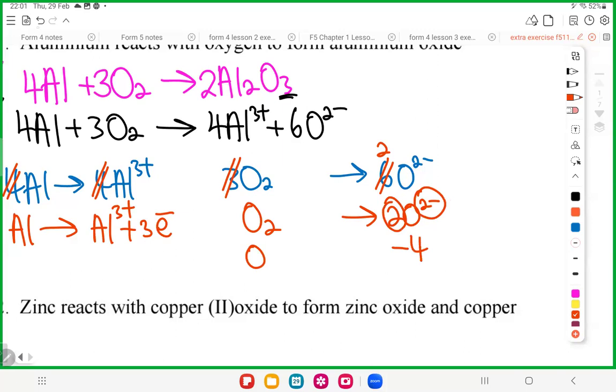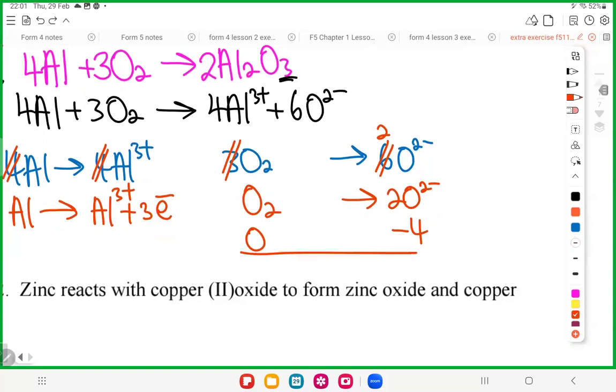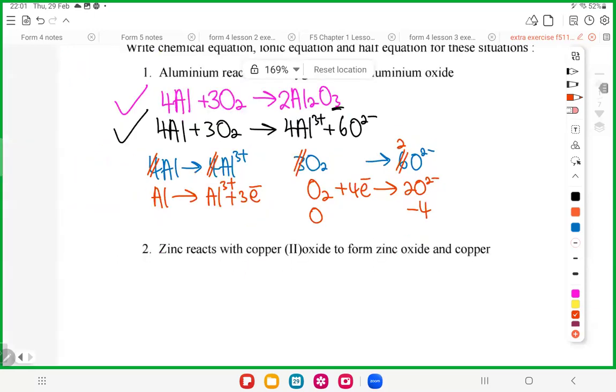All right. So 0 and -2. So this one will be the total charge difference. With 0 and -4, we need 4 electrons, right? So where to put the 4 electrons? We need to put the 4 electrons on the more positive side. In this case, the more positive side is the left hand side. So I put 4 electrons on the left hand side here. Okay, that is my half equation.